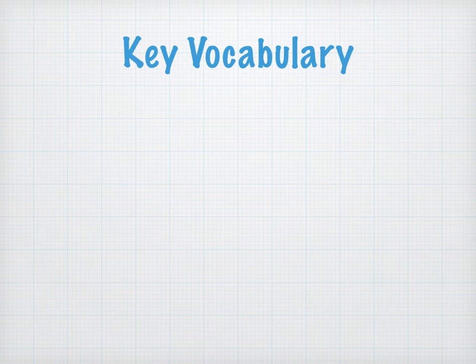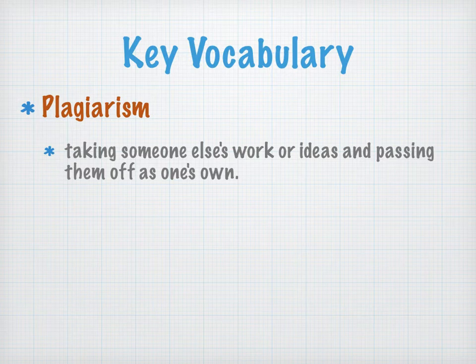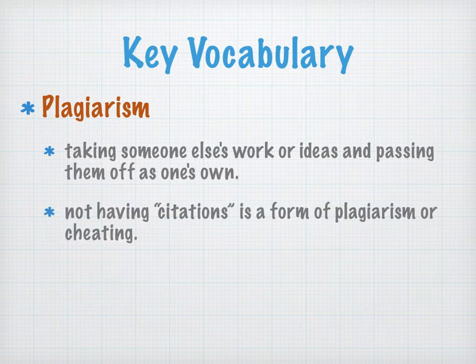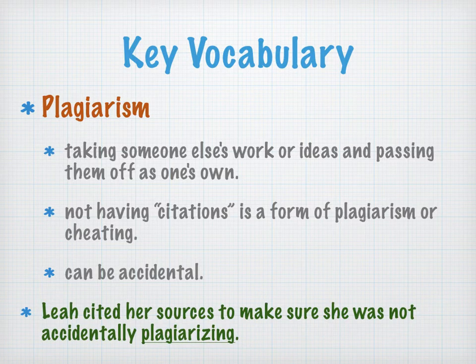Our next vocabulary word is plagiarism. This is one that's really important because it's taking someone else's work or ideas and passing them off as your own. This might be as simple as just not putting citations in your paper. If you only put works cited pages in and you don't do in-text citations, now that you're in high school, that's actually technically plagiarism. So plagiarism can be accidental, so we're going to work together to make sure that we are not plagiarizing. Leah cited her sources to make sure she was not accidentally plagiarizing.